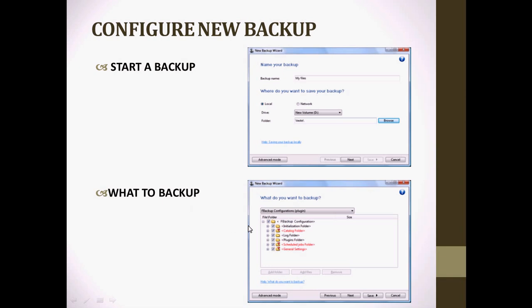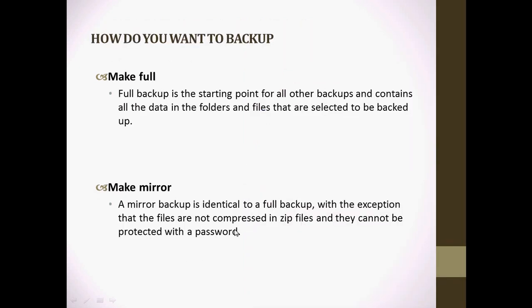Okay, and what to back up? You have to choose your files, what to back up, over here. Okay, and then how do you want to back up? We have two options over here. One is you can make it full. Okay, a full backup is the starting point for all other backups and contains all the data in the folders and files that are selected to be backed up. Okay, this is what we call a full backup. And then a mirror backup is identical to a full backup, the same with the exception that the files are not compressed in zip files and they cannot be protected with a password. Okay, this is what we call a mirror backup.